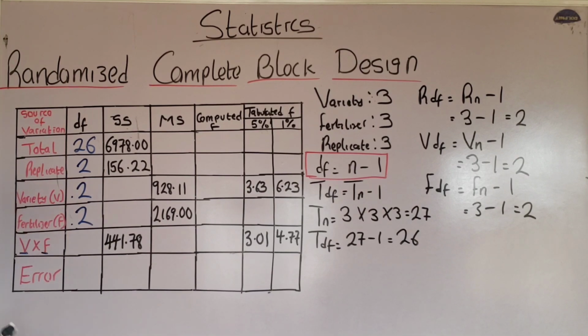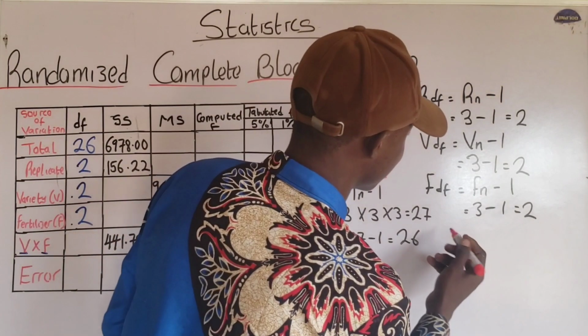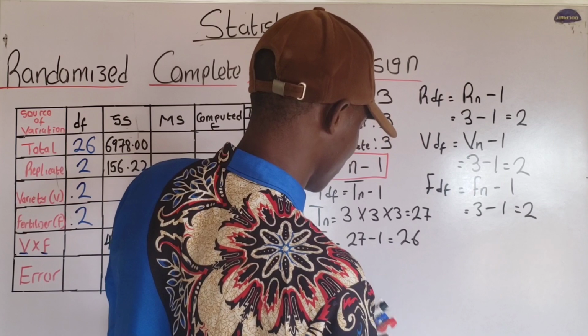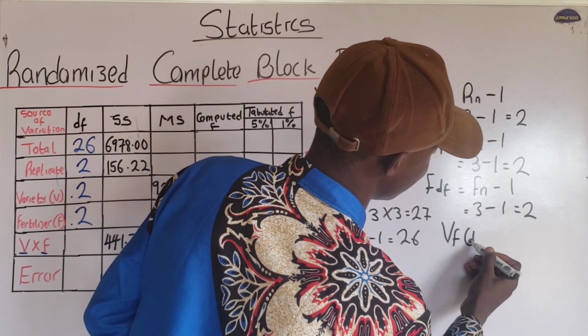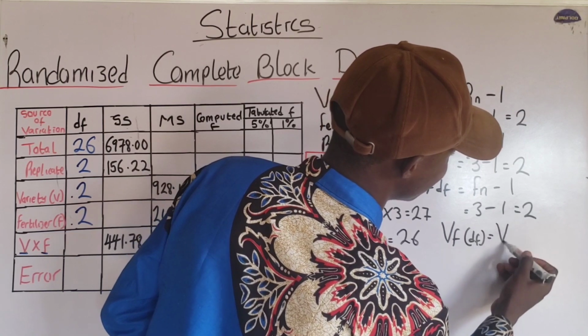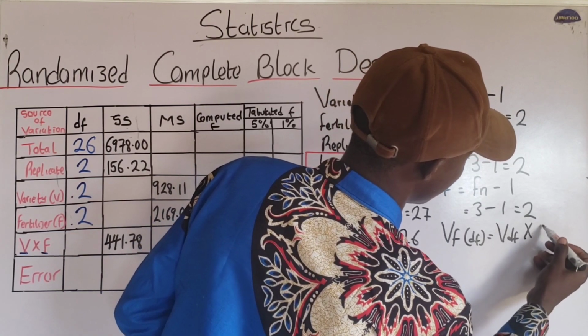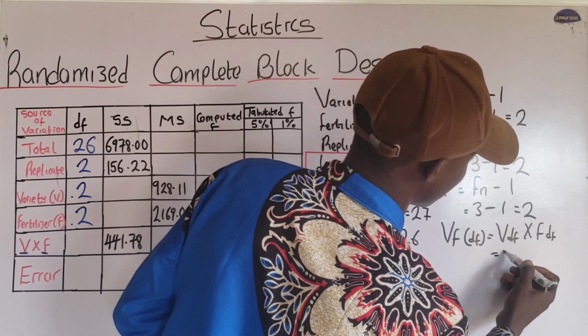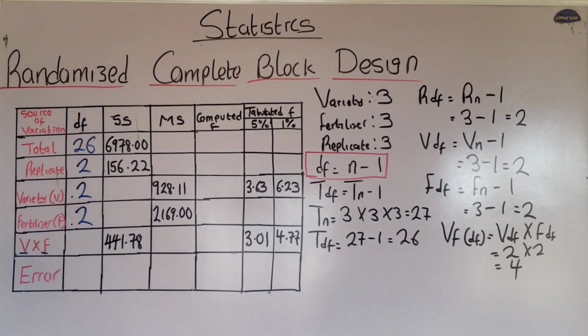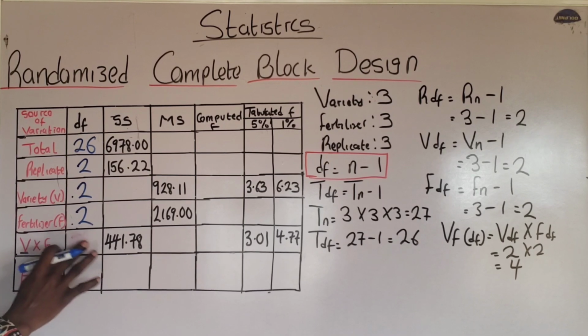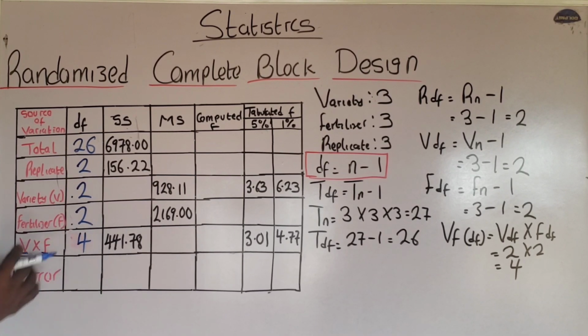You understand? So let me just give you the formula. The interaction, I don't want you to get confused. Variety fertilizer degree of freedom is equal to variety degree of freedom multiplied by fertilizer degree of freedom. That is 2 multiplied by 2, which equals 4. So the degree of freedom for the interaction is 4. I don't want to use the red marker, so let's continue with blue. 2 times 2 is 4.